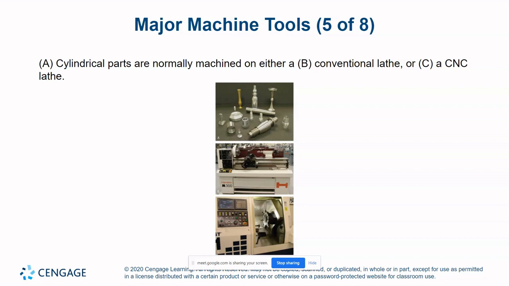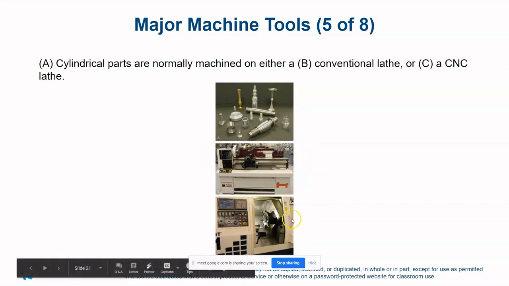Cylindrical parts are normally machined on either a conventional lathe or a CNC lathe. So here are cylindrical parts. You can see we can make all shapes and sizes with them, but for the most part, the main theme is that they are round. Here's a manual one, or a conventional lathe. This is what you guys are going to be working with. And then this is a CNC lathe. I don't have one of these yet. I should have one hopefully next year though.